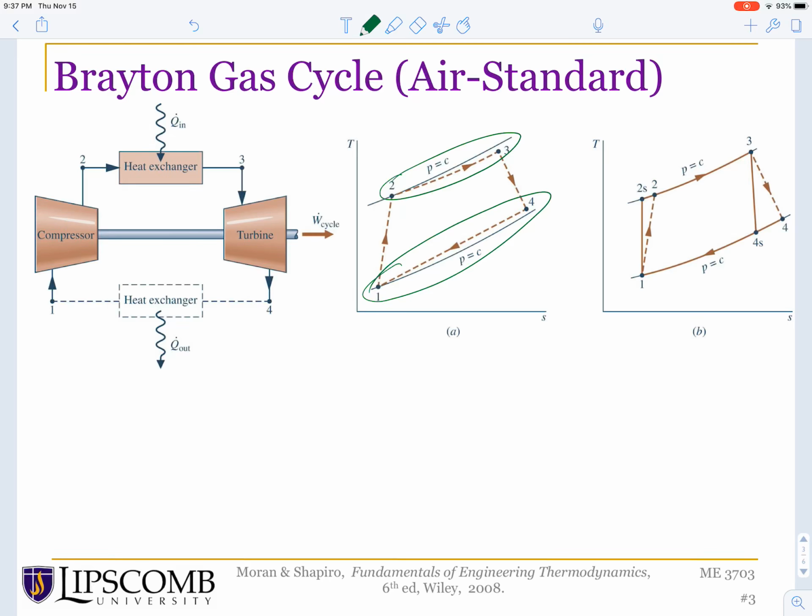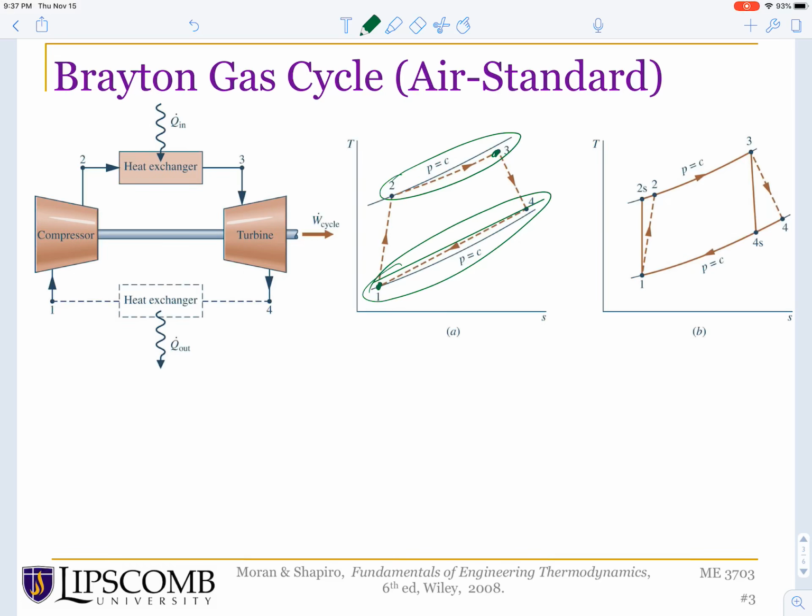potential. So if the solid line here is an isobar, a line of constant pressure, going from state 2 to 3, I actually would drop to a lower pressure. Similarly, 4 to 1, instead of being at a constant line of pressure, I have a pressure drop going from state 4 to state 1.